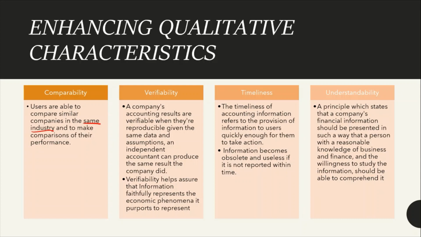Okay, lastly is understandability, a principle which states that a company's financial information should be represented in such a way that a person with reasonable knowledge of business and finance and the willingness to study the information should be able to comprehend. So understandability is when users with knowledge of business or finance or any basic accounting knowledge are able to understand the report. So the report must be able to make the users understand the information given. So these are the 4 characteristics needed in a financial report.